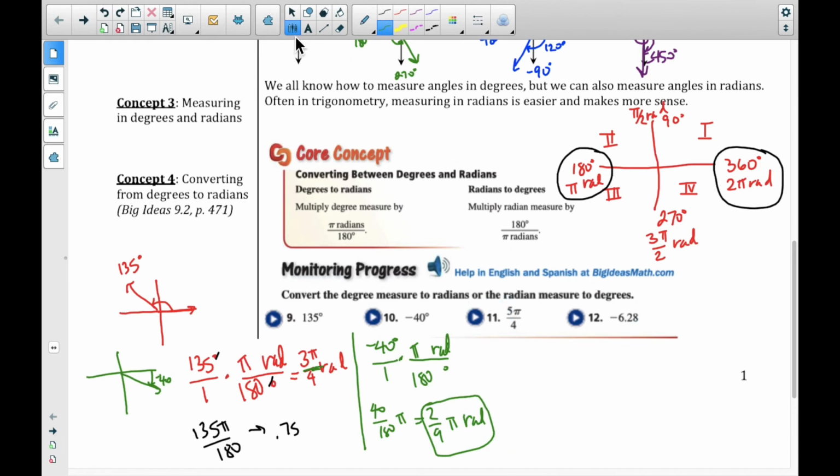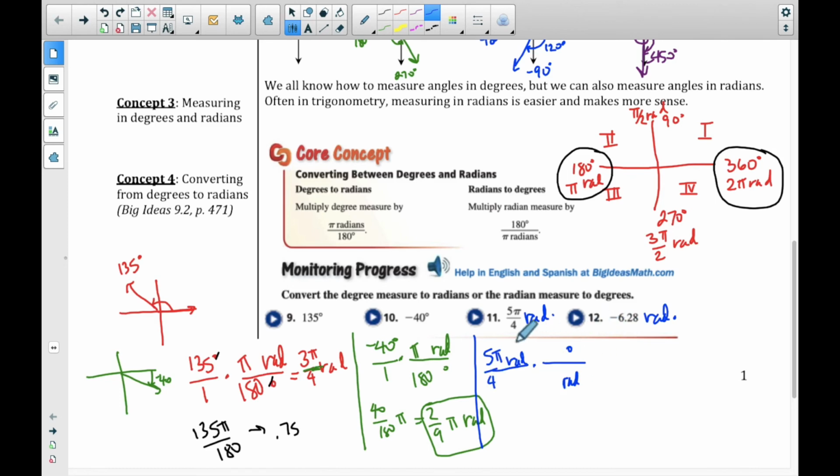These next two examples are doing the same thing. They're just going the other way. One thing I wish they had mentioned, put the labels on these. You need a label. So this is 5 pi over 4 radians. This is negative 6.28 radians. We're going to convert those to degrees. To convert those to degrees, we're just going to go the other way.